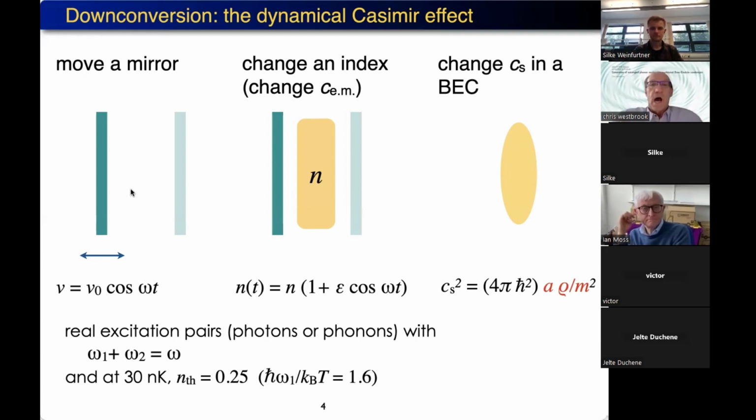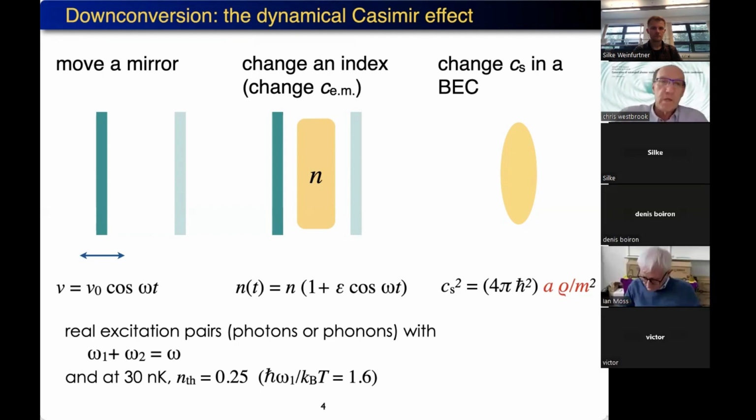Another idea that was proposed was that, instead of moving a mirror, you could place a material with an index of refraction between the mirrors, and modulate it very rapidly. The idea is that some semiconductors might be able to do this at very high frequencies, and thus get over this (v/c)^2 suppression.